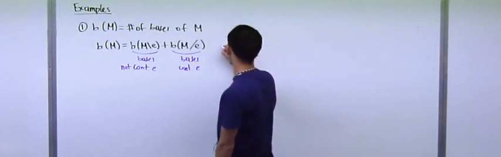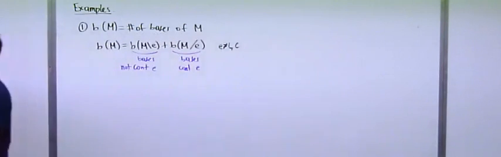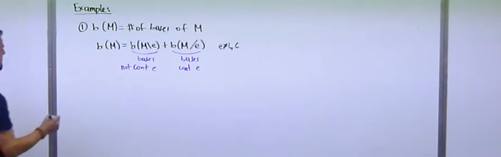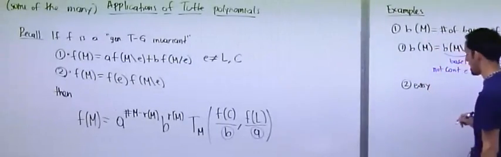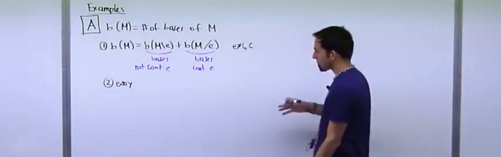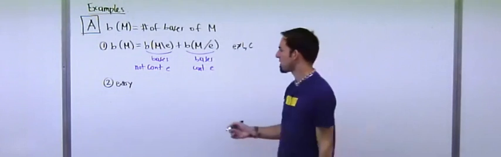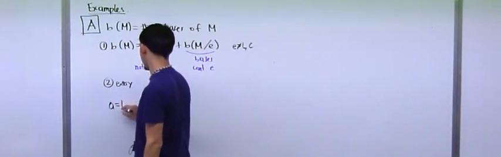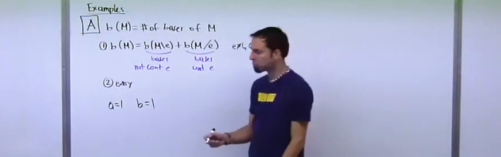This goes for E not a loop or a co-loop, and it's easy to see that there's two things to check. And in the whole class today, I'm just going to check the first one and ask you to check the second one, which you can do in exactly the same way. Okay. But that means that this is a Tutte-Grothendieck invariant, and I can apply this recipe. Here, A is equal to 1, B is equal to 1, and all I have to do now is compute f of the co-loop and f of the loop.